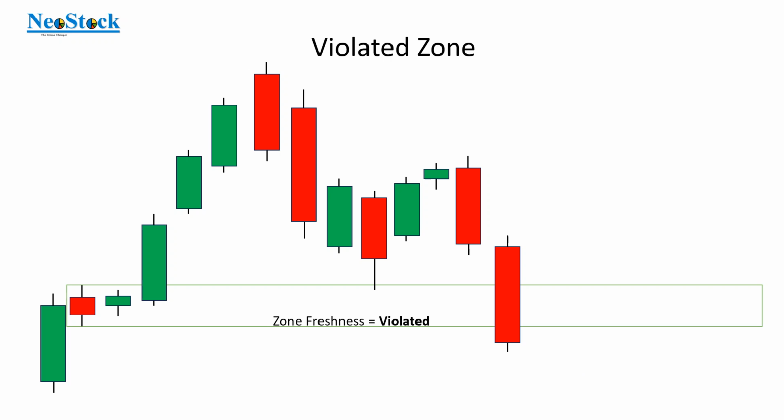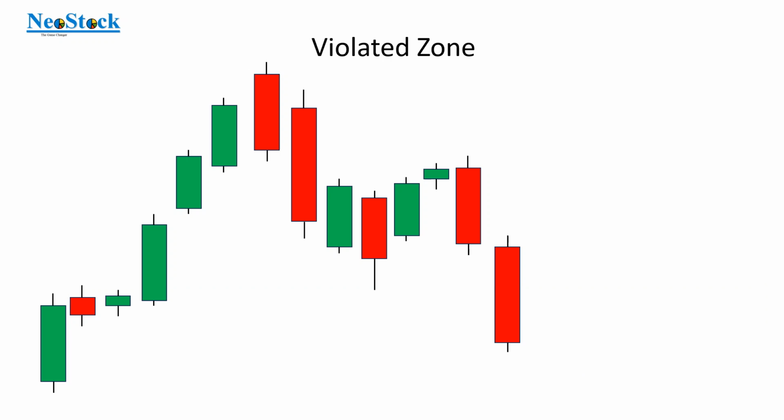And violated zones are also not tradable because they are completely invalid. First of all, once a zone is violated, we are removing the zone from the charts. This itself indicates it is invalid and cannot be traded. So these are the 4 different types you can identify based on the zone freshness.